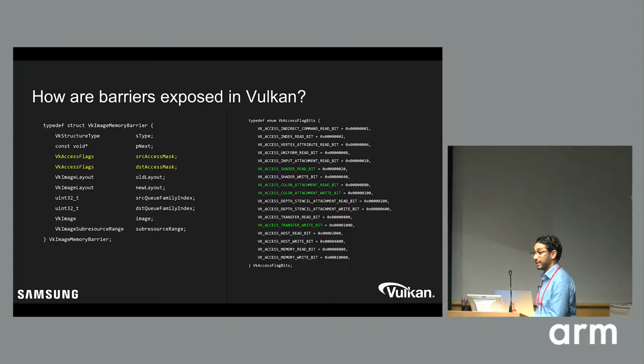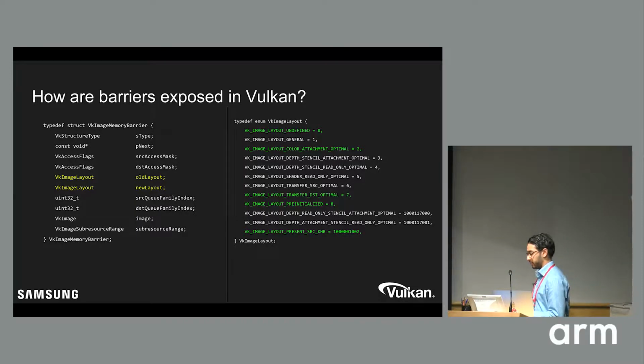Shader reads is basically reading data from the shader, vertex or fragment or whatever. Color attachment reads and color attachment writes are reading data from the frame buffer or writing to it, and transfer write is when you copy data to an image, which is what I'll describe shortly.